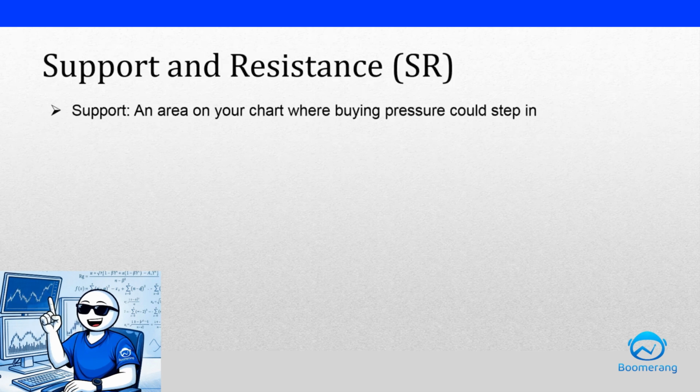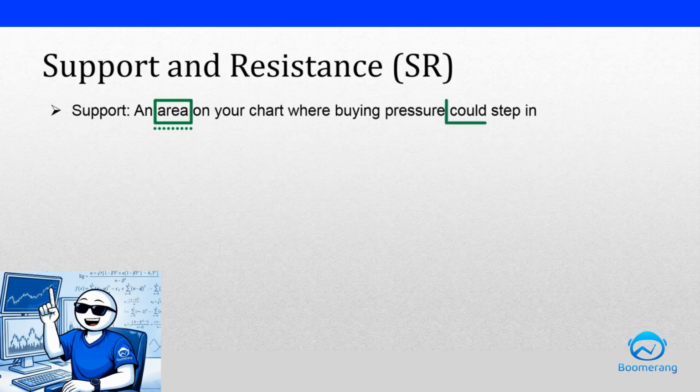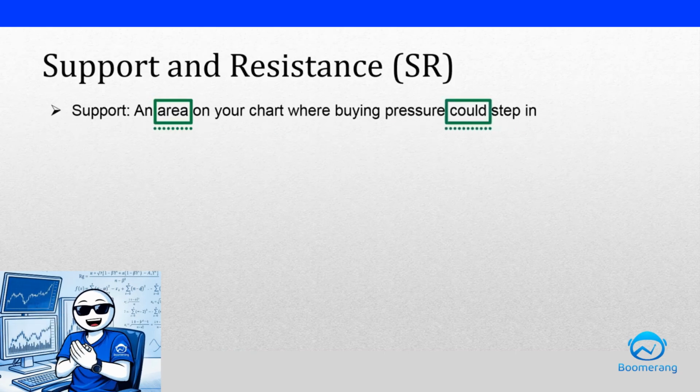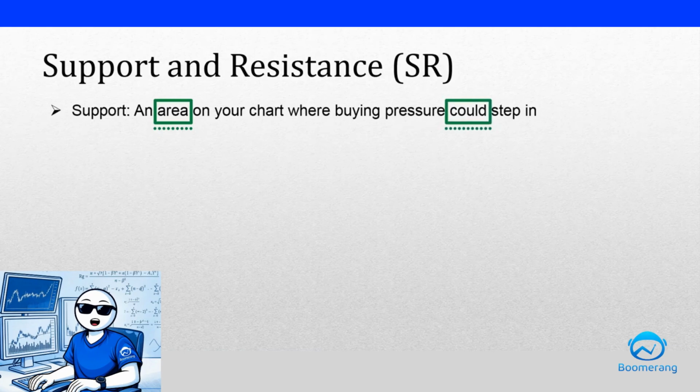Support is an area on your chart where buying pressure could step in. I didn't say must, right? Because in trading, nothing is guaranteed. Trading is all about probabilities, never certainty. So it's an area on your chart where buying pressure could maybe come in to push the price higher. So it looks something like this.